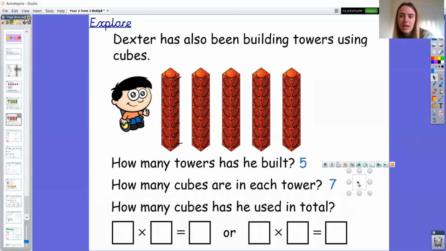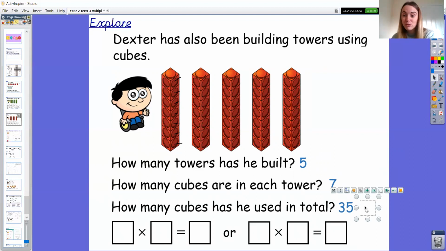We haven't learned our 7s yet, but we've learned our 5s, so we can use our switches to help us. So let's have a think about what 7 lots of 5 are. Shall we count together? Are you ready? So we're going to count 7 lots of 5, and I'm going to use my fingers to help us keep track. 5, 10, 15, 20, 25, 30, 35. Brilliant. So let's answer this question in a full sentence. Dexter has used 35 cubes in total.